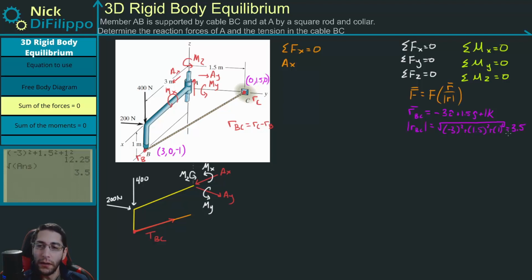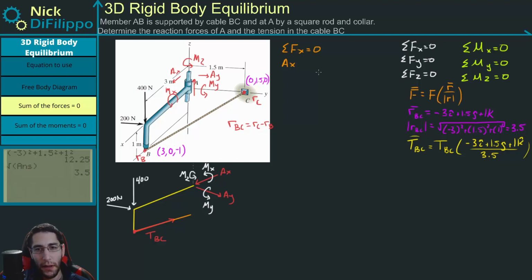Okay. So now let's write out our final force along a line. We're going to have this force along a line, which is TBC. TBC is equal to TBC, the magnitude, which is what we don't know, times minus 3I plus 1.5J plus 1K over 3.5.